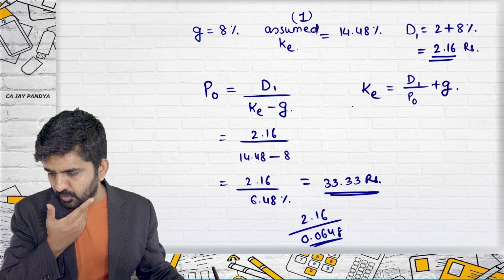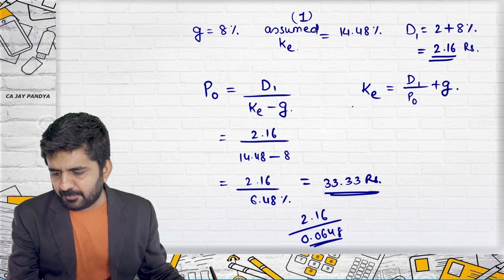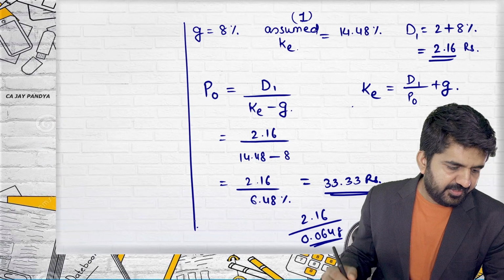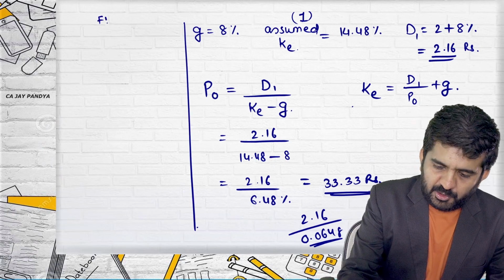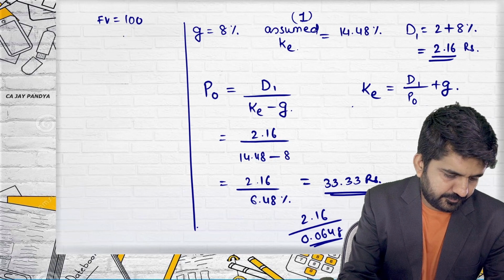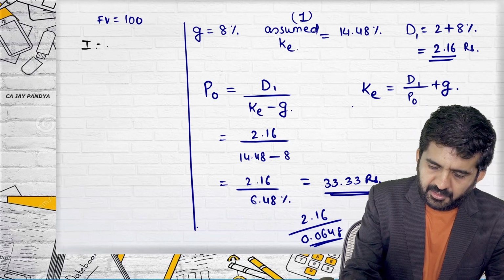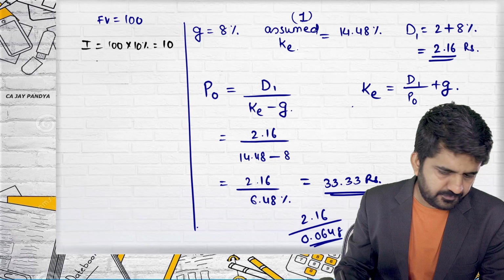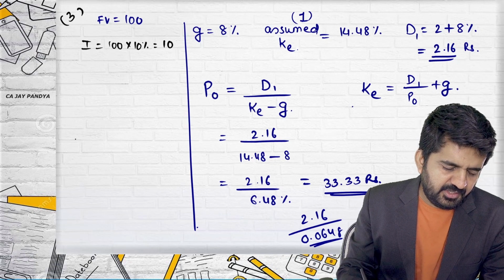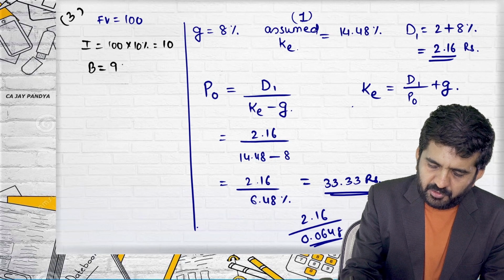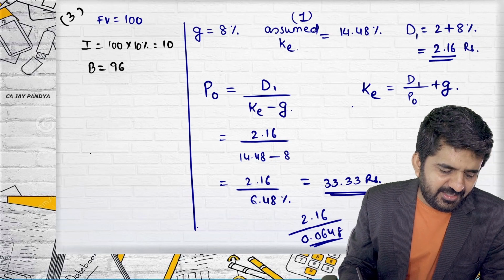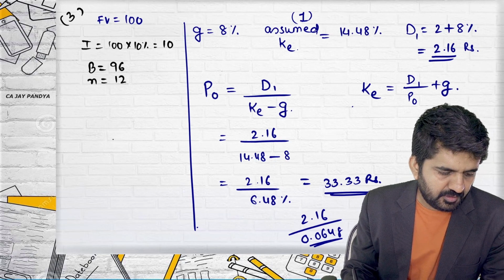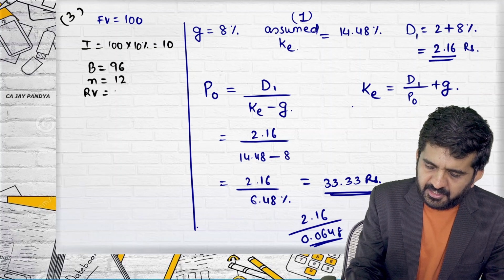There is also a third question. If the company issues 10% debentures of face value of rupees 100, it is debentures. Interest will be 100 into 10% because they are 10% debentures, that is 10 rupees. It realizes 96 per debenture, so the borrowing is 96. While the debentures are redeemable after 12 years, N is 12. At a premium of 12%, the redemption value is 112.